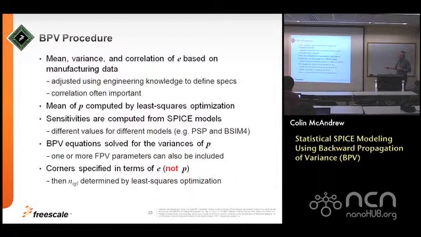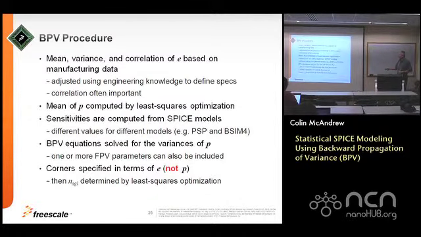The sensitivities then are computed from the SPICE models, and this is done separately for different models. So when we support BSIM4 and PSP, we actually will run this twice. And there's an automated program that runs what I'm showing here. It takes about 5 minutes to generate a set of statistical models.